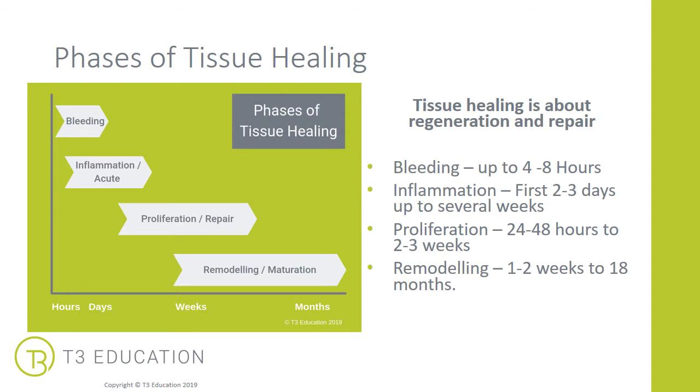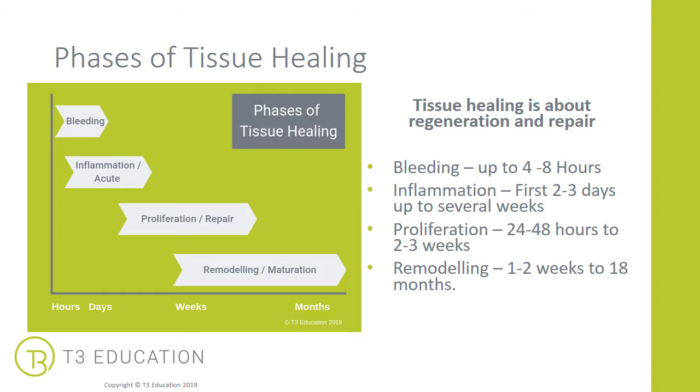Phases of tissue healing. Tissue healing is all about regeneration and repair, and during this process there are four main phases or stages that your patients will need to go through to heal after an injury. And the time frames for these aren't textbook, and it will vary depending on many factors such as how well their tissues heal and the severity of the injury. But it gives you an idea of where your client or patient may be along this spectrum.